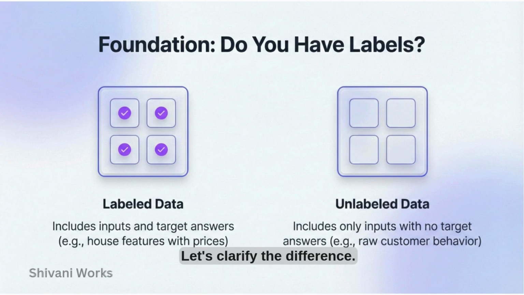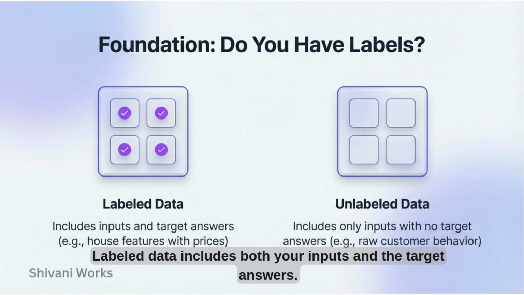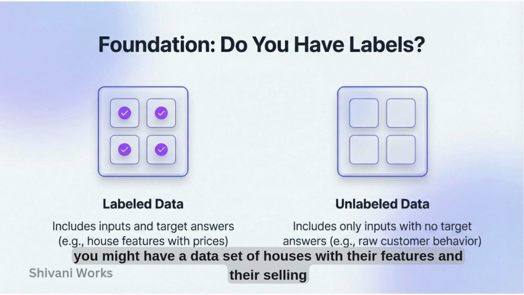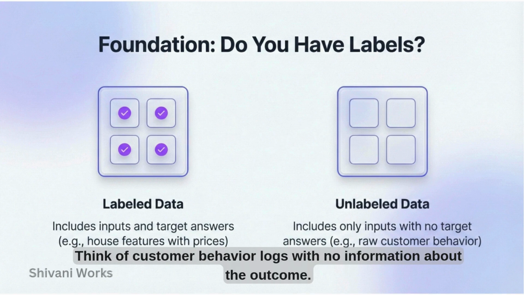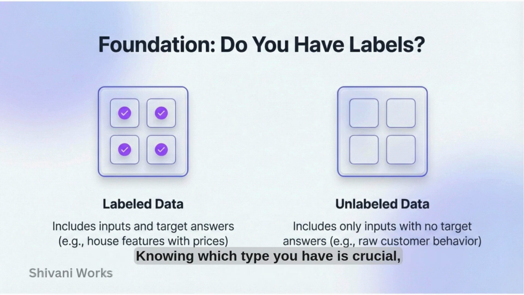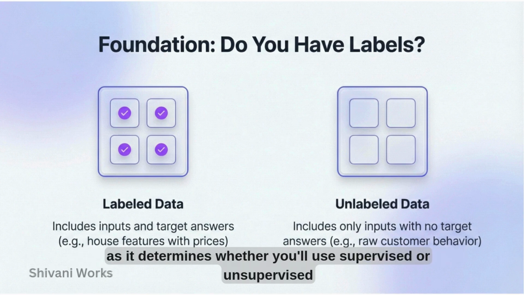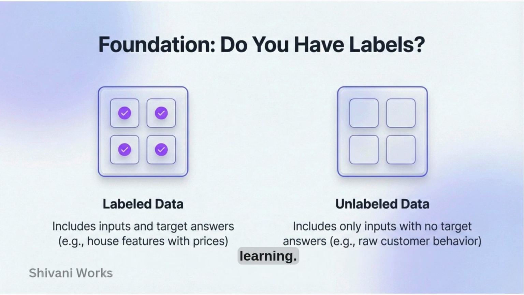Let's clarify the difference. Labeled data includes both your inputs and the target answers. For example, you might have a dataset of houses with their features and their selling prices. Unlabeled data, on the other hand, includes only the inputs. Think of customer behavior logs with no information about the outcome. Knowing which type you have is crucial, as it determines whether you'll use supervised or unsupervised learning.